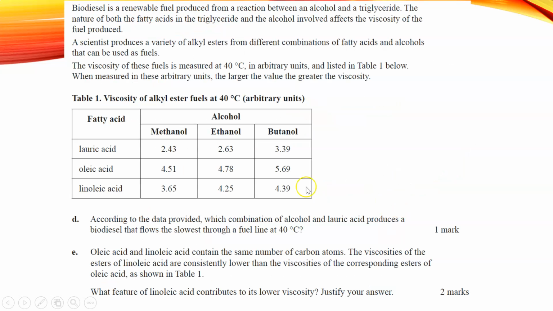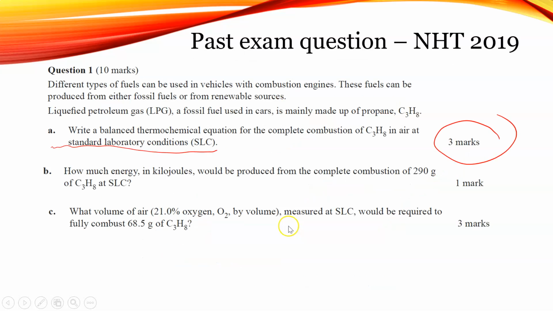Right, going back to the second part of this question. Ooh, where is it? Bang. There. So of the part 3, volume of air, which is 21% oxygen by volume, that would be required to fully combust 68.5 grams. Now, there's 3 marks here because only 21% of the air is oxygen. So you might like to try this before you look at the answer. So I'll leave you to try that one rather than me jumping to the answer and showing you what's what.